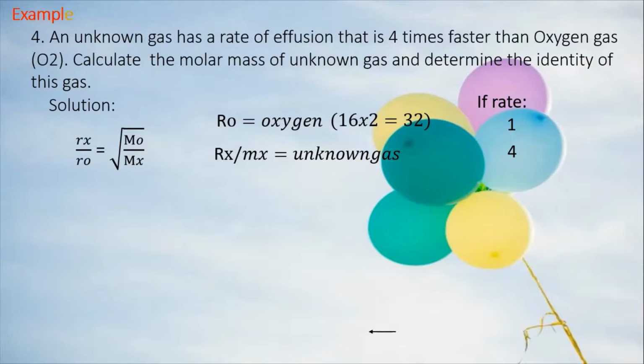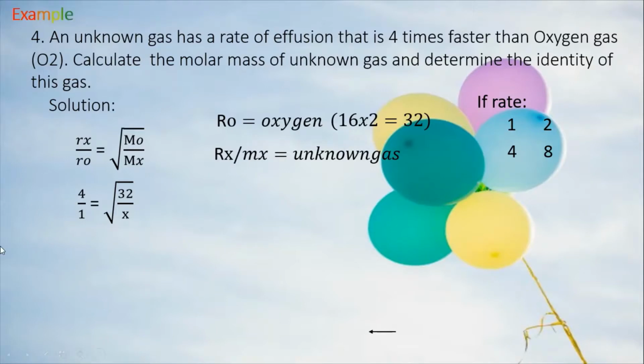If the rate of oxygen is 1, that means the rate for the unknown gas is 4. If the rate for oxygen is 2, the rate for the unknown gas is 8. If the rate for oxygen is 3, then the rate for the unknown gas is 12. Whichever of these rates we use, it doesn't matter as long as they agree with each other, with the statement 4 times faster than the oxygen. So for now, we're going to use this one: the rate of oxygen is 1 and the rate of the unknown gas is 4.